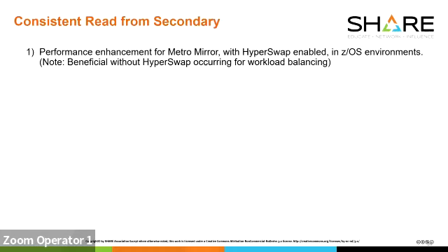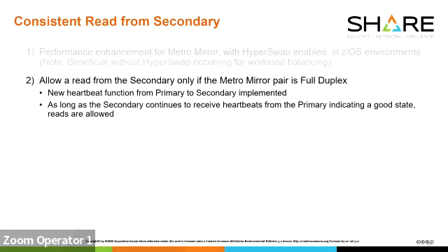So it's a performance enhancement for Metro Mirror with HyperSwap enabled in z/OS environments. And it's got a good benefit for HyperSwap even before HyperSwap occurs, for workload balancing. We will allow the read from secondary only if the Metro Mirror pair is full duplex. We've got a heartbeat mechanism that we use between the primary and the secondary to ensure that there are no surprises on the secondary. We want to make sure that if the primary knows something and the secondary doesn't, we've got a way to communicate and keep them consistent. So long as you're in a good state, we're going to be able to do those reads on the secondary.